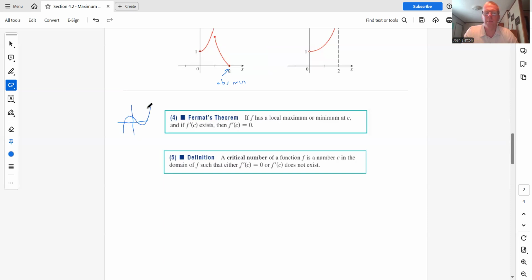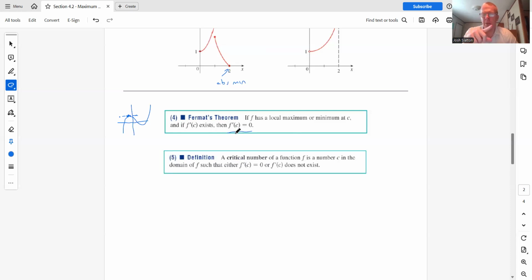So if we have a curve and here would be a local max, the slope of the tangent line is 0, which means the derivative is 0. All that means is when the derivative is 0, we have a flat part. And as long as it's going to go back in the opposite direction, the derivative has to be 0. So if we have a max and the derivative exists, then the derivative is 0.